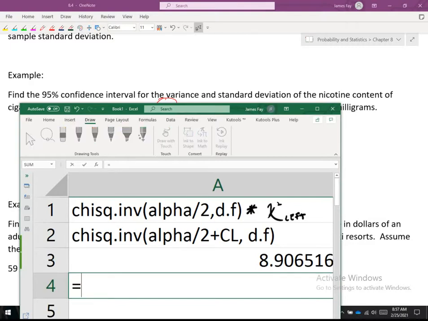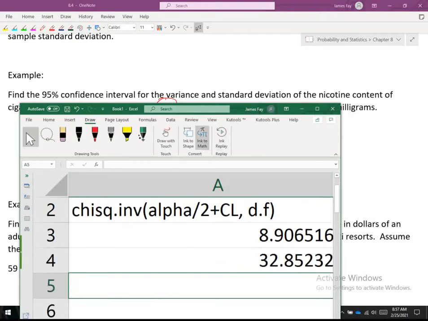I'm going to do the same thing then. I'm going to type in this bottom one. So CHISQ.INV, alpha over 2 plus my confidence level. Alpha over 2 was 0.025, right? Plus my confidence level was 95. So what we'll type in here is 0.975. That would be the cumulative area to the left all the way up to my chi-squared right value. Again, degrees of freedom, going to be 19, and we get that value there.